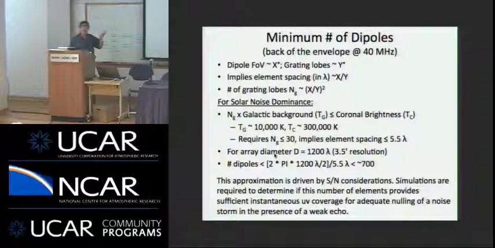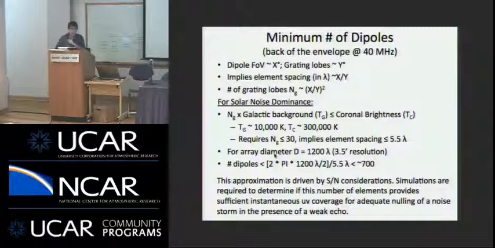But the point is you need to have enough so that the side lobes balance the response to the galactic background against the solar noise. After that, if you add more dipoles, it doesn't do you any good. I did a very simple calculation here and came up with about 700 dipoles. I don't even know if it's right or wrong, but at least I didn't get a million dipoles or 10,000 dipoles or three dipoles. Also, this type of calculation is about the signal to noise.